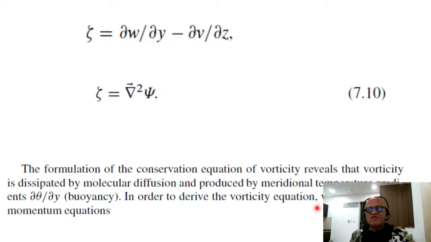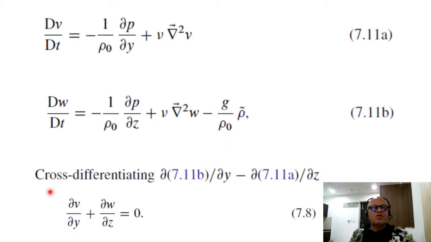In order to derive the vorticity equation, we start from the momentum equations, which we will look at in the next slide. But basically, this is the equivalent of the thermally direct cell, the Hadley cell that we talked about before. So you start with the meridional and vertical momentum equations: minus 1 over rho dp dy plus nu del squared v, where nu is the viscosity term here.